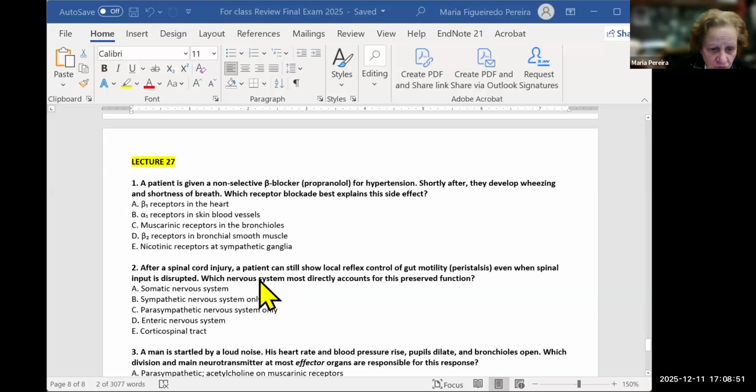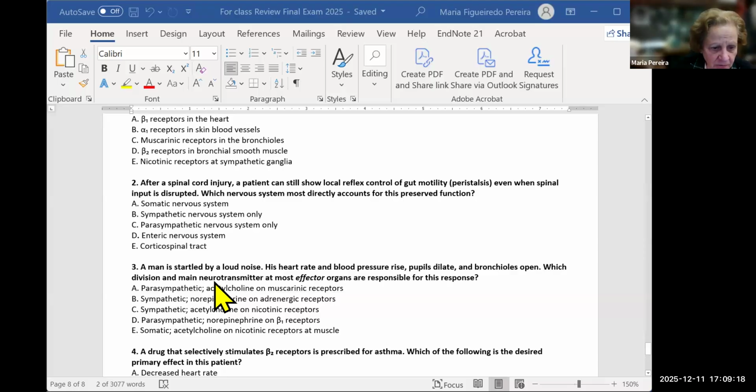After a spinal cord injury, a patient can still show local reflex control of gut motility, peristalsis. Are we talking about the enteric nervous system? Even when spinal input is disrupted, which nervous system most directly accounts for this preserved function? D, enteric nervous system. We talked a lot about it.